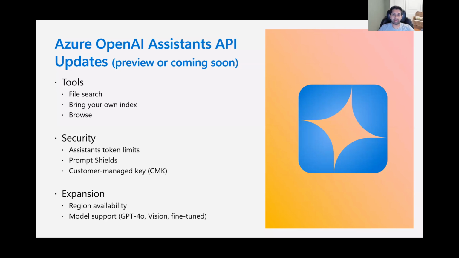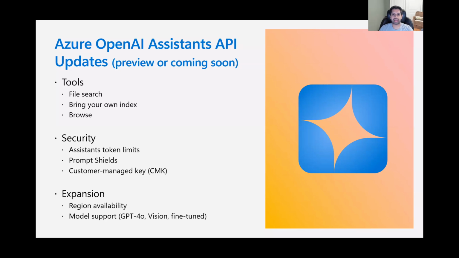We're also launching something called Prompt Shields, which provides protections against user prompts designed to jailbreak the rules that you've actually set in the system message. So if your system message says "be kind and don't curse" or something like that, this helps protect from someone violating that.